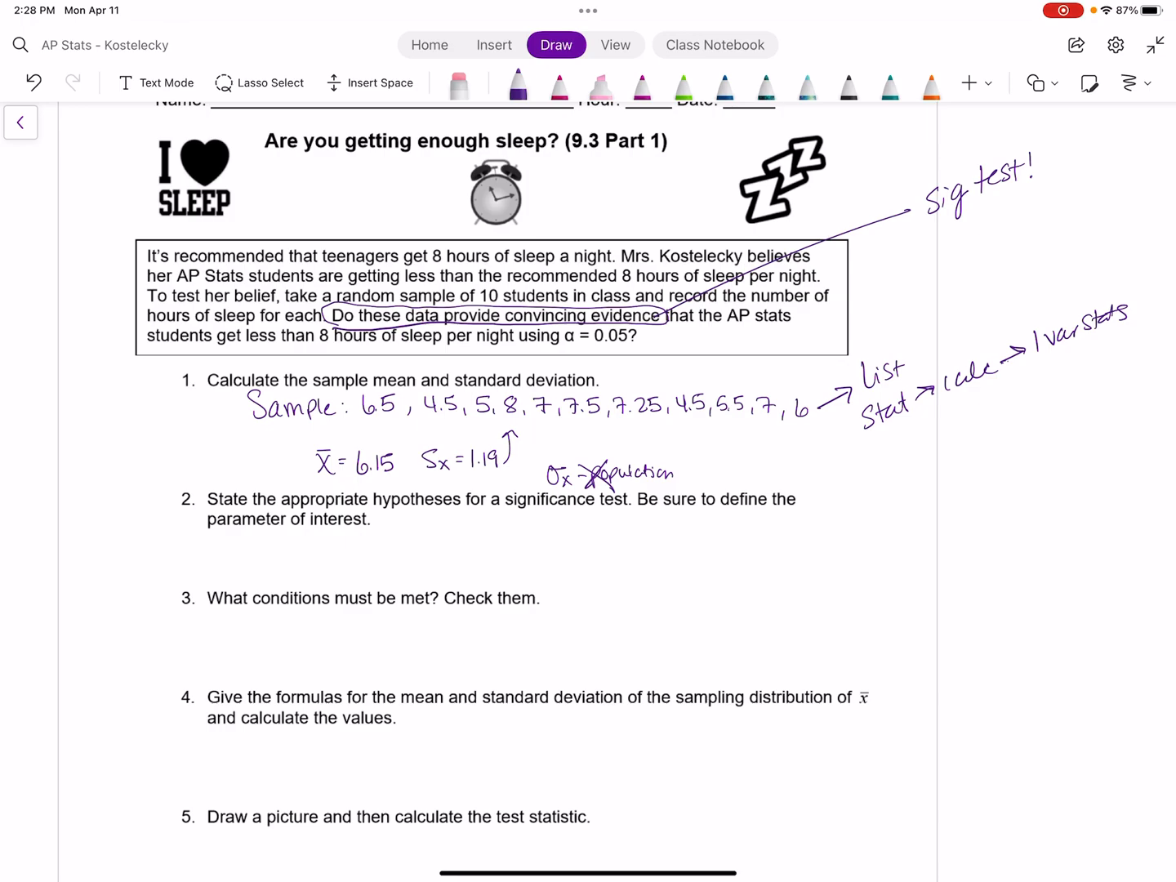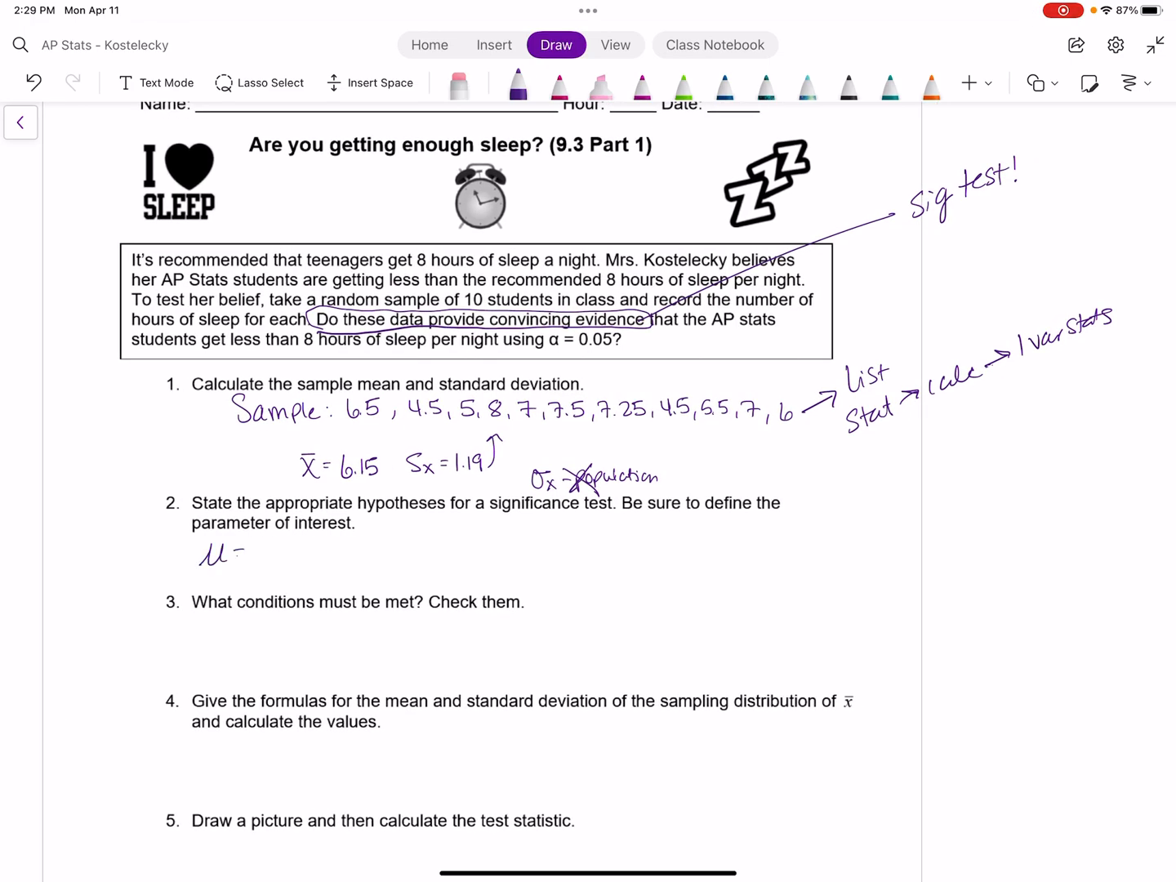Okay, so state the appropriate hypotheses for a significance test. Be sure to define the parameter of interest. I'm going to start with that. So mu equals the true mean, and then we'll do hours of sleep for Mrs. K's AP Stats students. Okay, so there's my parameter.